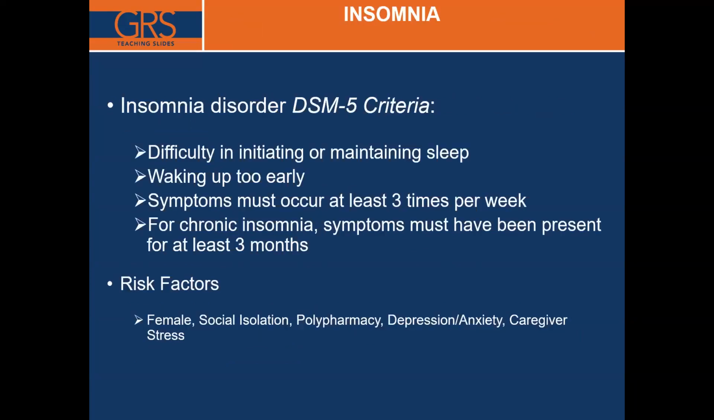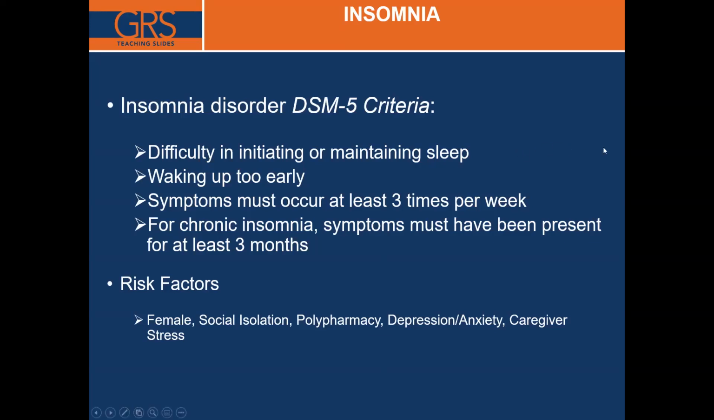Okay. So insomnia is a very big sleep issue. As before, up to 30% of people over the age of 65 will struggle with insomnia. The DSM-5 criteria defines insomnia as difficulty in initiating or maintaining sleep, waking up too early. Symptoms must occur at least 3 times a week. And for it to be chronic insomnia, they must be present for at least 3 months.